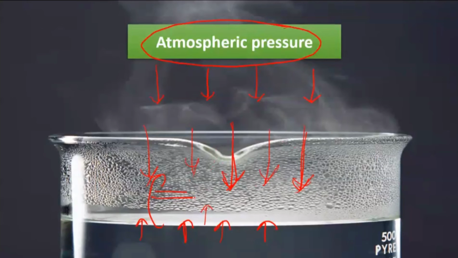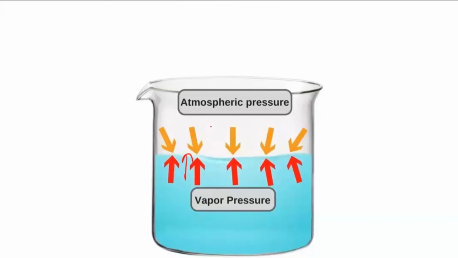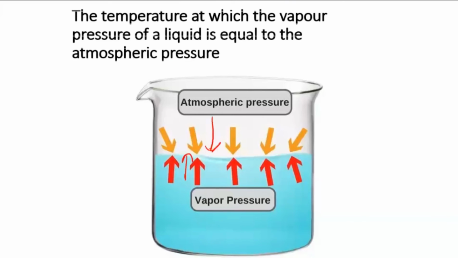Either the vapor pressure should become equal to the atmospheric pressure, or it should cross the atmospheric pressure, meaning the vapor pressure should be higher than the atmospheric pressure. Only then does boiling take place. So the temperature at which the vapor pressure becomes equal to the atmospheric pressure is called the boiling point. This is regarding the boiling point which you need to know. I believe it's clear to everyone. You can make a note of this first.